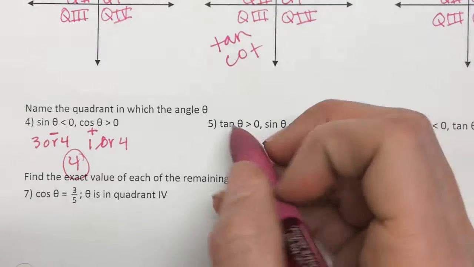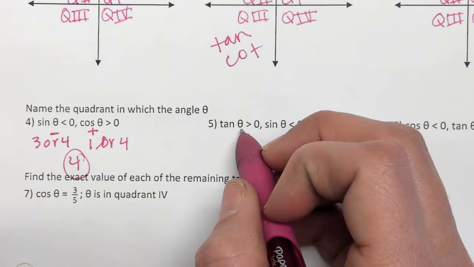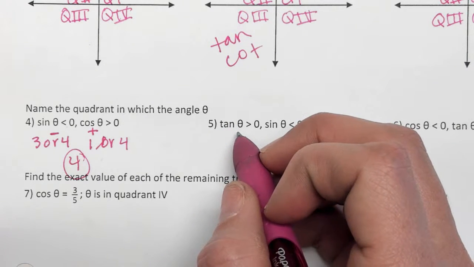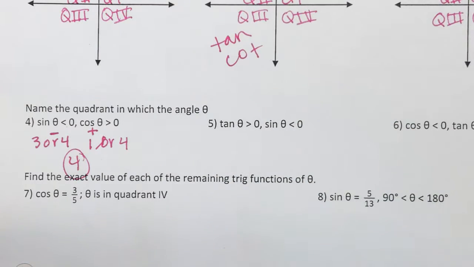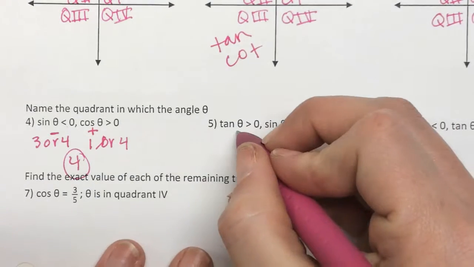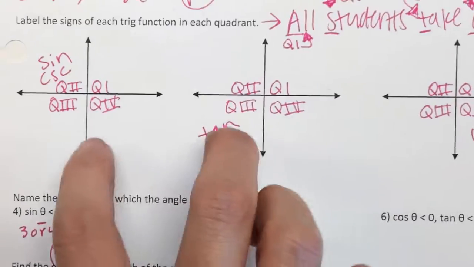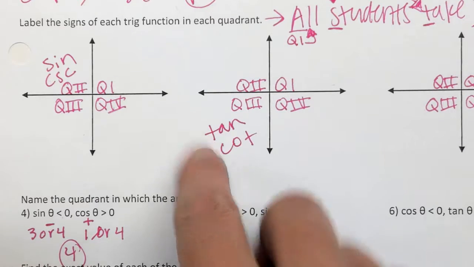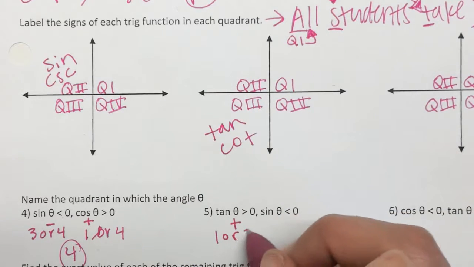Alright, Darian. This one says tangent is greater than 0, excuse me. That means they're saying tangent is what? Just positive or negative? Good. Now look at your quadrants. Where's tangent positive at? 3, right? Or what? 1 or 3.